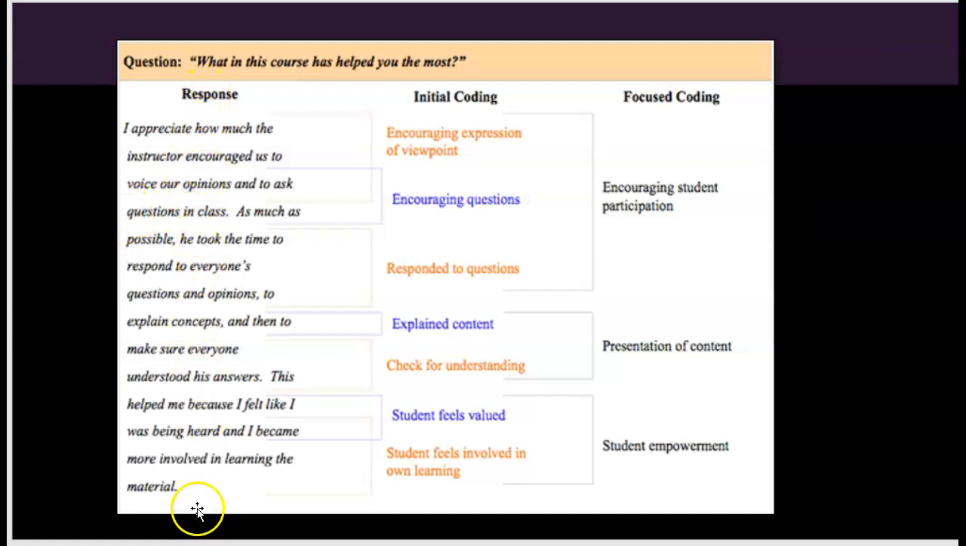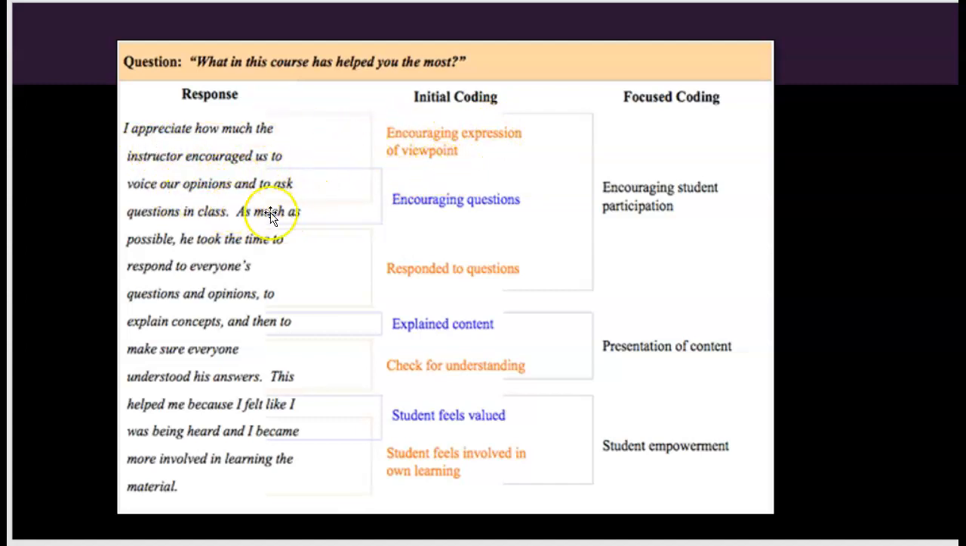So here is the interview. You can see the person is talking about the instructor, and in this course, what has helped them the most in this course. And so when you're reading this line by line, to understand this, line by line doesn't mean that for every sentence or every line in your transcript, you develop a code. What line by line coding means is that you read each line to see if a code will develop. In this case, this first sentence, you can see the bracket here, is basically talking about encouraging expression of viewpoint. So you can see how they got that category from that.